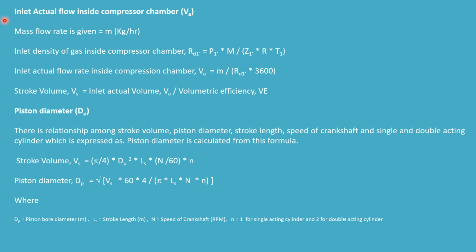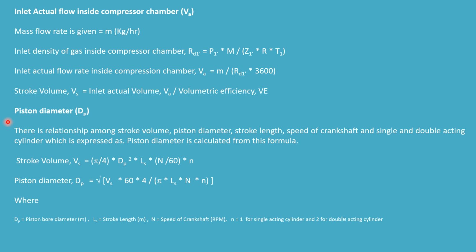Inlet actual flow inside the compression chamber, which is called Va. If mass flow rate is given, that is M kg per hour, inlet density of gas inside the compression chamber rho1 dash is equal to P1 dash into M upon (Z1 dash into R into T1). The actual flow rate inside the compressor chamber, Va is equal to M upon (rho1 dash into 3600). So the moment you calculate the inlet actual flow rate inside the compressor chamber, now we can calculate stroke volume. Vs is equal to inlet actual volume Va upon volumetric efficiency Ve. So through which we can calculate the stroke volume.